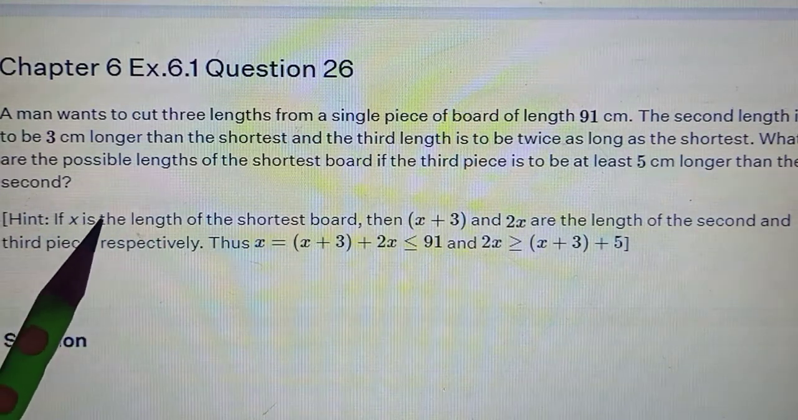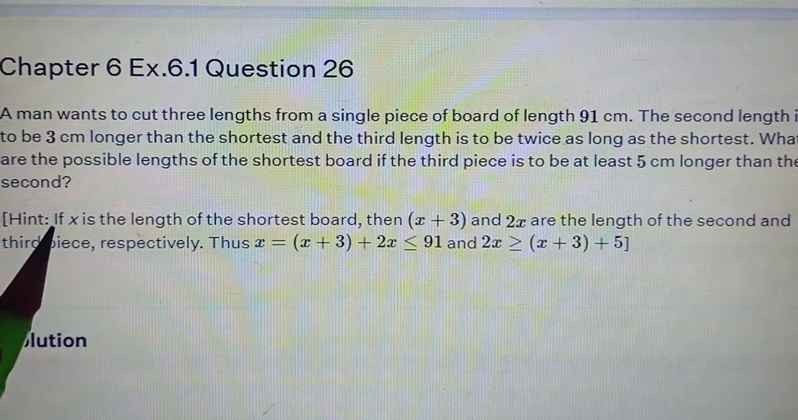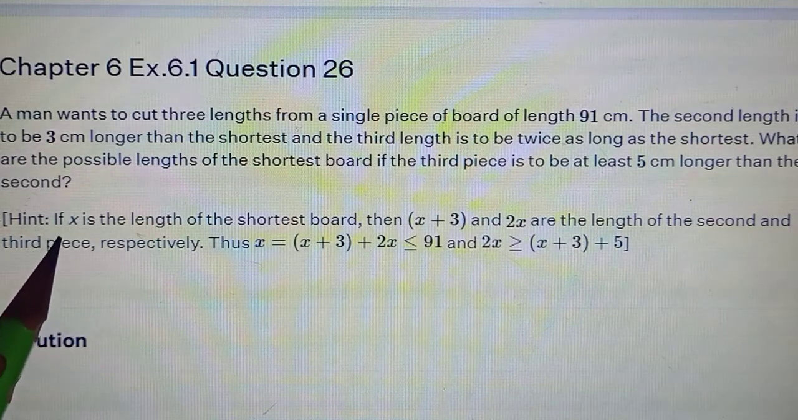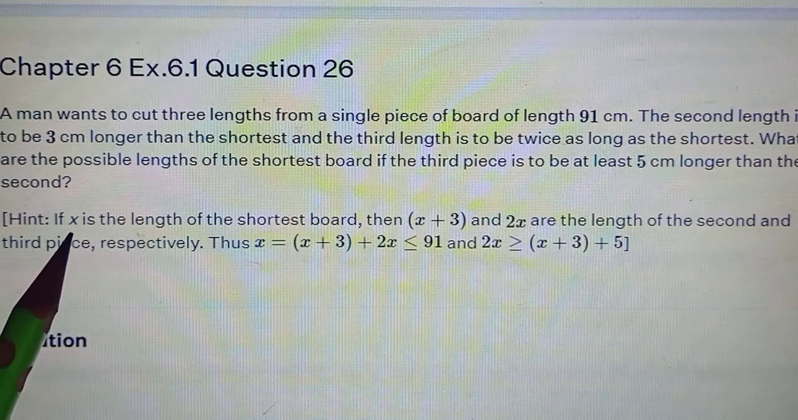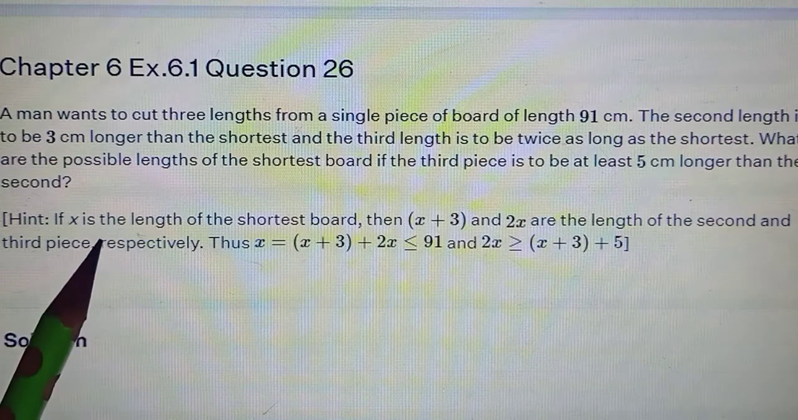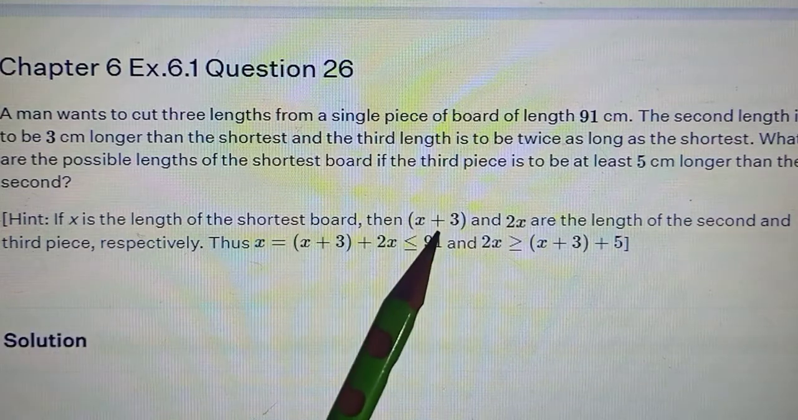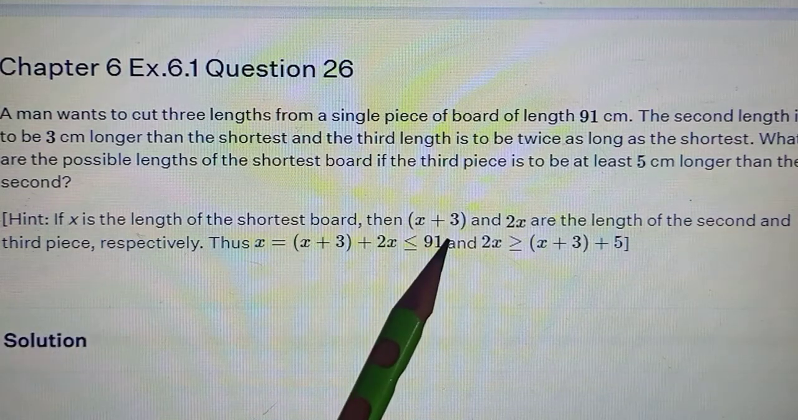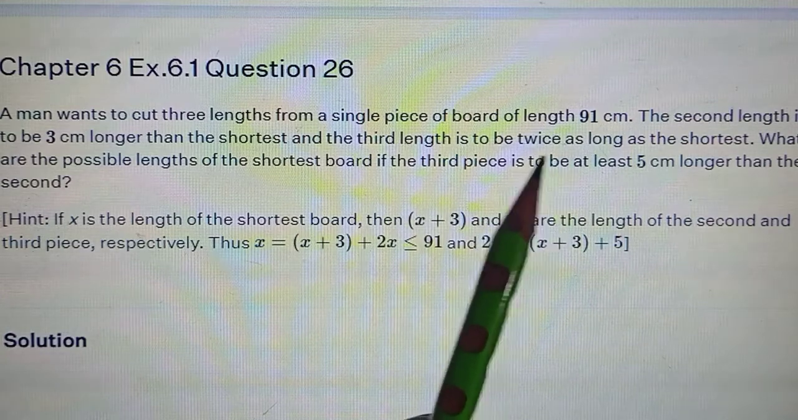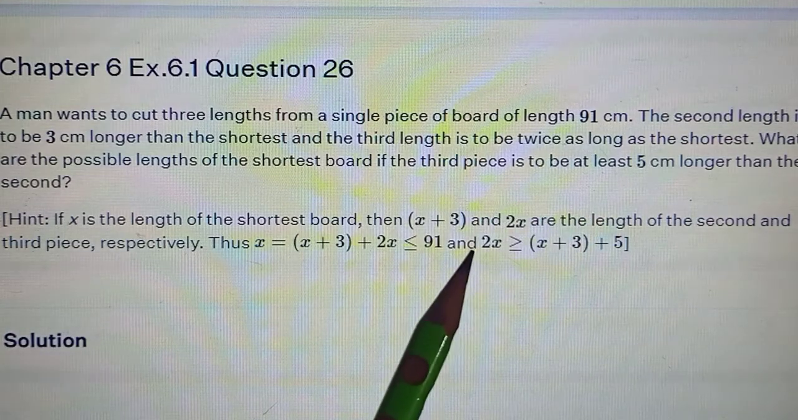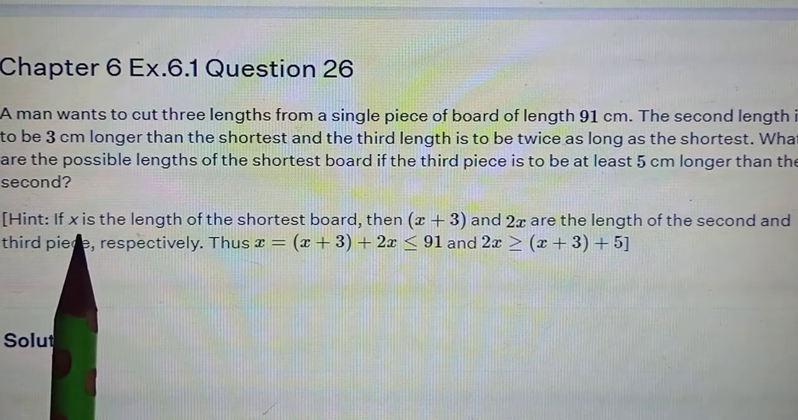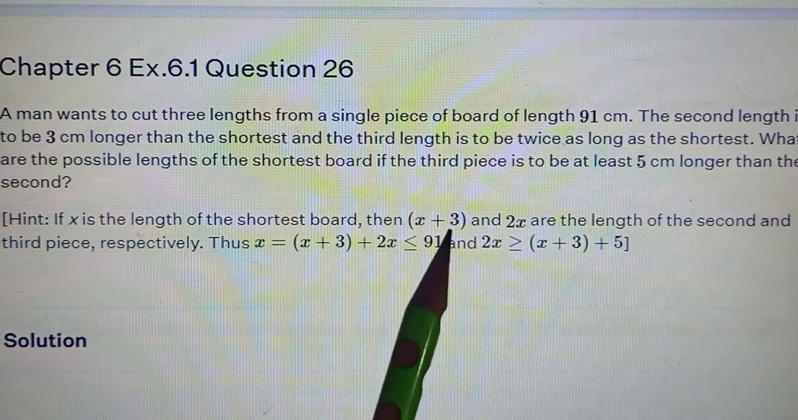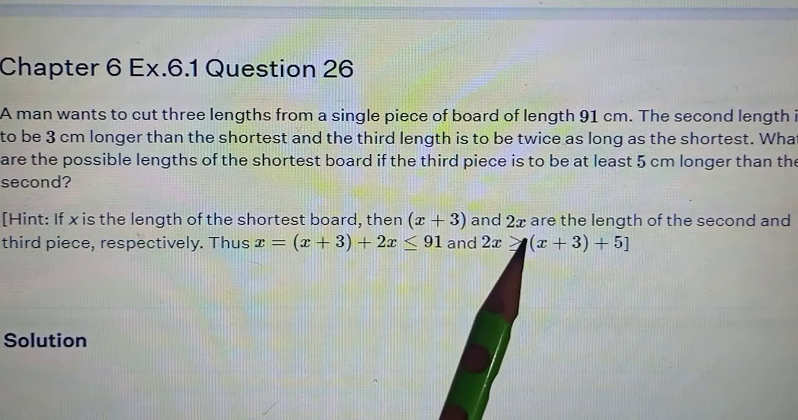So the hint is also given, children, in the book itself, and otherwise even the hint is not required. Apply a little bit of brains. Then we have to talk about the shortest length, of course. So we'll start by assuming let the length of the shortest piece be x. Then we were told the second length is supposed to be 3 more than that, so it becomes x plus 3. Then the third is twice as long as the shortest, so x double, 2x. Okay, so first piece shortest x, second piece x plus 3, third piece 2x.